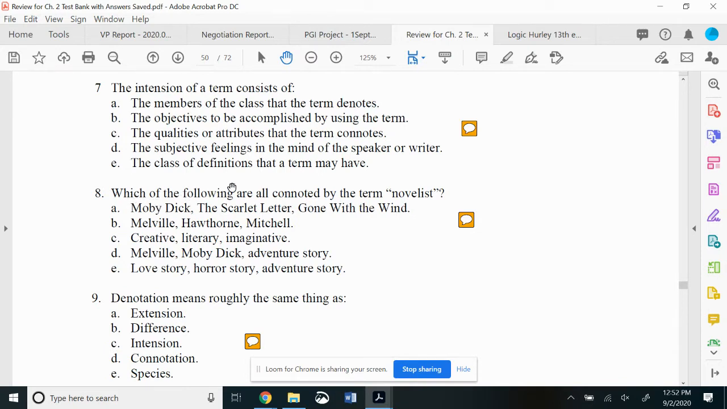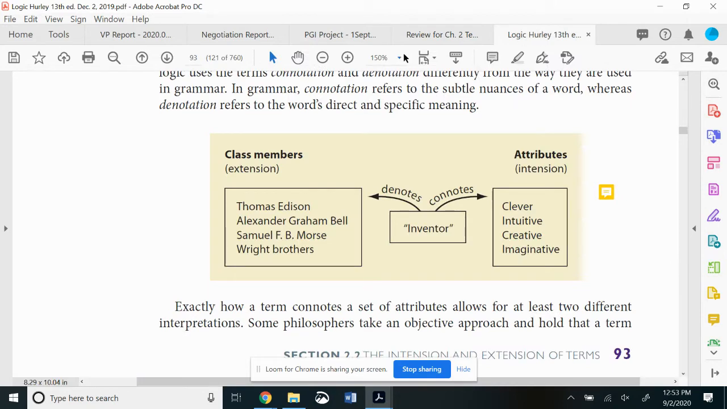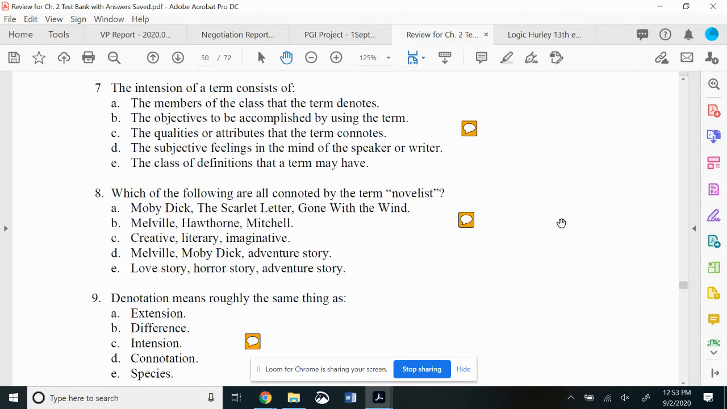8, which of the following are all connoted by the term novelist? Am I connoting or am I denoting? So now, if you could remember that picture that I showed you, switch out the term that we're using there, inventor, and then we're using cat. Now we're using novelist. So if we go to the right side and we connote, what are we doing? Properties and attributes. Who could give me the properties and attributes of a novelist? What are they?